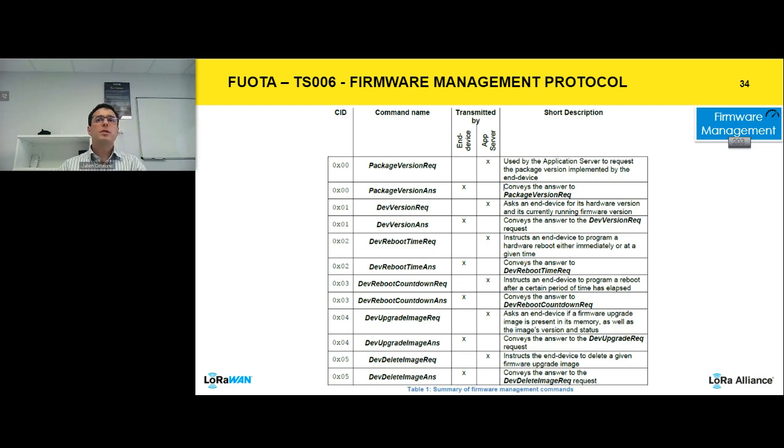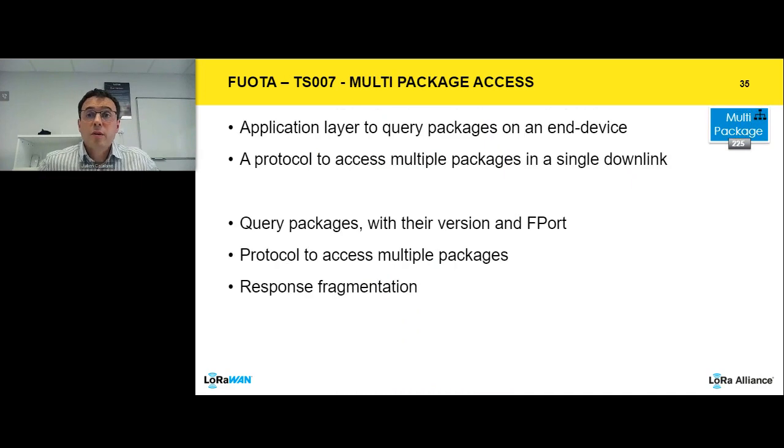So last part, and this is the last specification, is the technical specification number 7, the multicast packet access. So this specification actually has two purposes. It's a meta specification because it's actually there to be used with others. It has no use by itself. It will be only useful if you have other packages to communicate with your device.